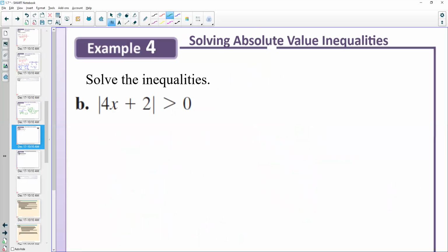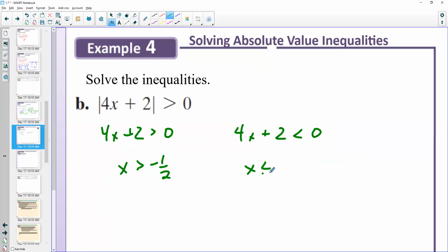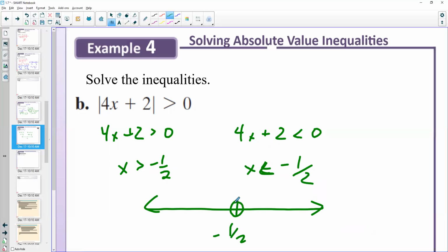When I have just this inequality sign, when it's just greater or less than, it's the same process. It would be negative 0, but I don't need to do that. And here's the thing, I'm going to get the same answer. X is greater than negative half. X is less than negative half. The difference here is that at negative half, it's not included. Okay, so I can go either side, but that negative half itself is not on the list.